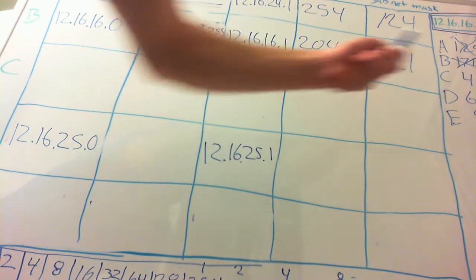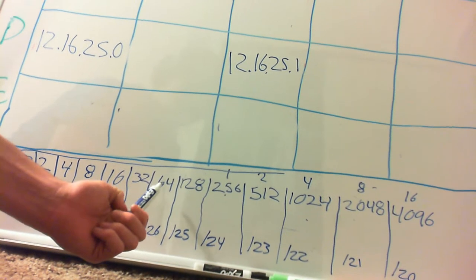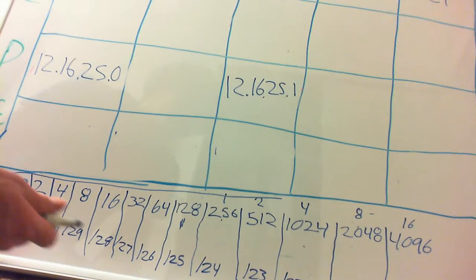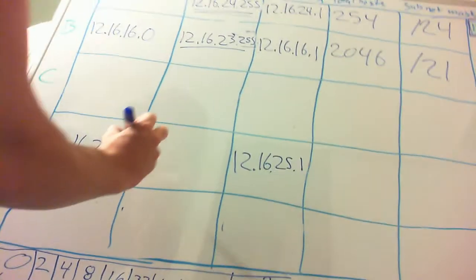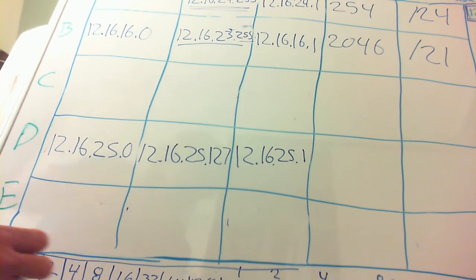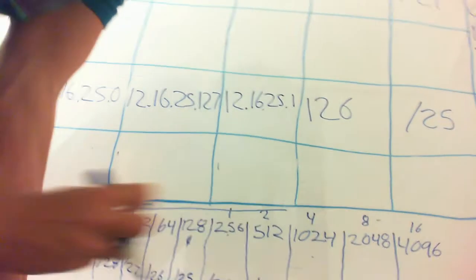Okay, 63 does not fit in this column because you have to add 2 for your last number. So it's going to go right here. So 128, which would be 12.16.25.127. Okay. Our total host is 2 less than this, 126. And we're at /25. Okay. So this number's done.